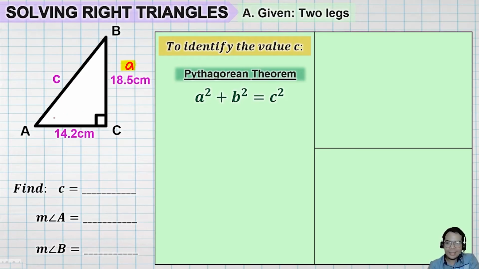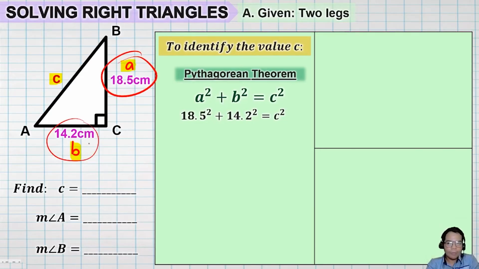So, ginawa ko dito, opposite na siya ni angle A. So, yan siya na yung ginawa kong side A. And then, opposite ni angle B, ito na yung gawin nating side B. Sakto lang din naman yung mga pangalan nila. And then, C will be our C, specifically, or our hypotenuse. Now, we could just substitute the values. 18.5 squared for the value of A, and then 14.2 squared for the value of B. And then, that's gonna be equal to C squared.